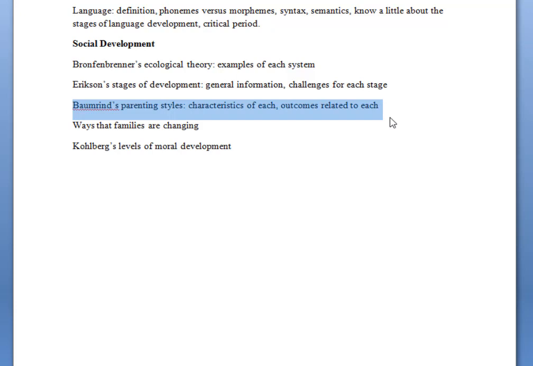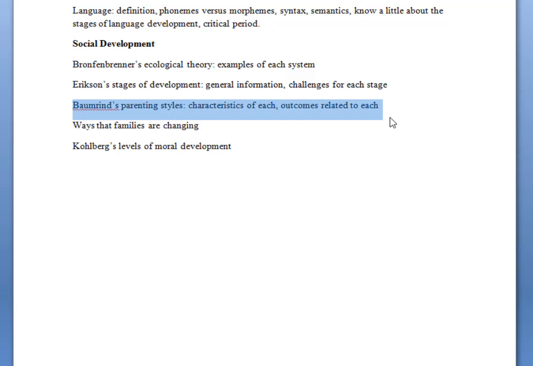Authoritarian parenting would be low on affection but high on structure. Permissive parenting would be low on structure but high on affection. And then with authoritative parenting, you have high structure and discipline and high love and affection. So the best outcomes are correlationally associated with authoritative parenting.